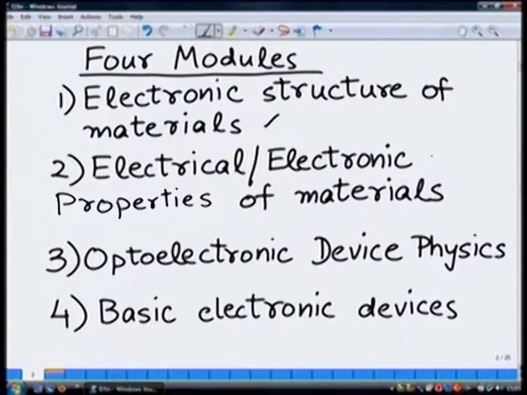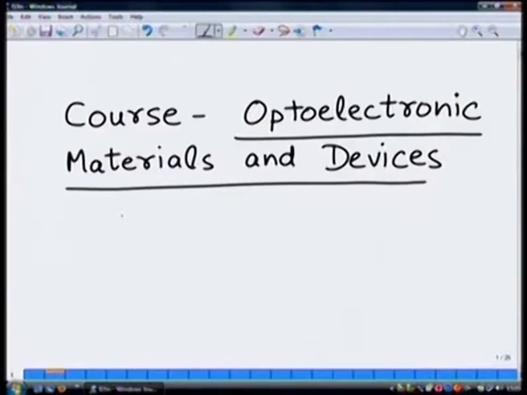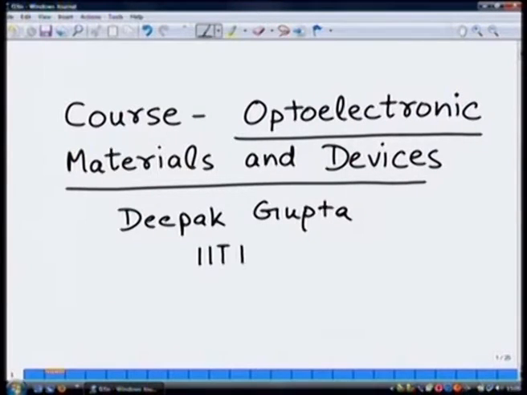And then after doing electronic structure of materials, we will go on to electrical and electronic properties of materials, about 10 lectures again, then optoelectronic device physics and basic electronic devices. I will be covering these 2 topics, these 2 modules, about 20 lectures, and Dr. Monica Katiyar will be taking care of the other 2 modules. Who am I? My name is Deepak Gupta. I am at IIT Kanpur in the Department of Material Science and Engineering.